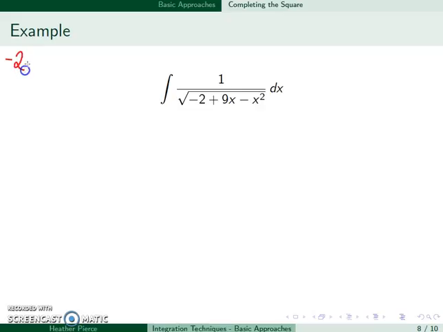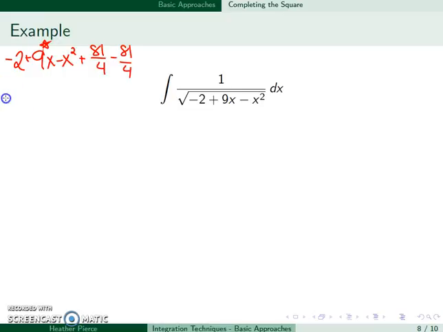So negative 2 plus 9x minus x squared. To complete the square, I always look at the term in front of x, dividing it by 2. That gives me 9 over 2, and then I square that, which is 81 over 4. Since I don't want to actually change the problem, I will both add and subtract 81 over 4. This way, all I'm really doing is adding 0.